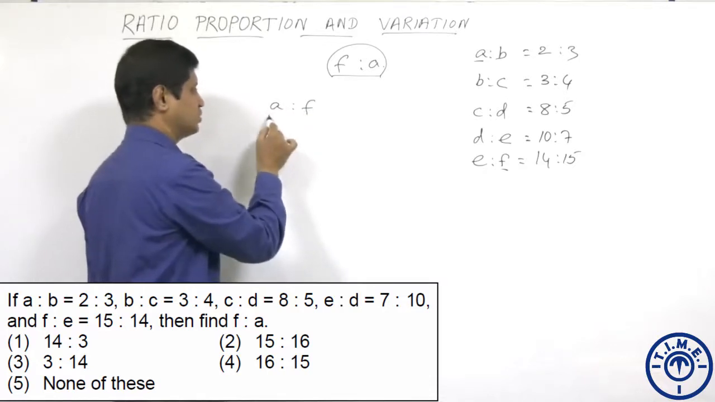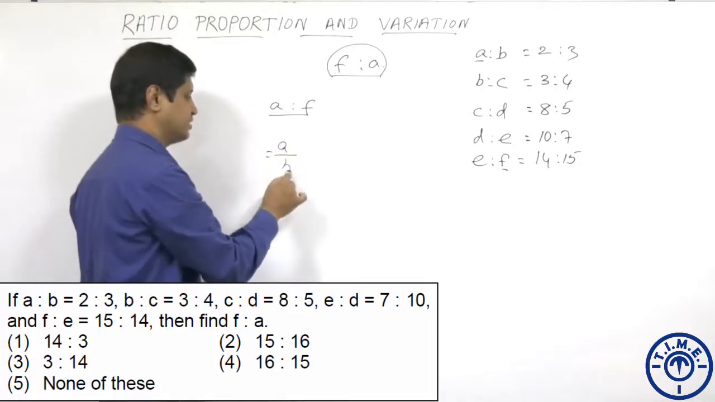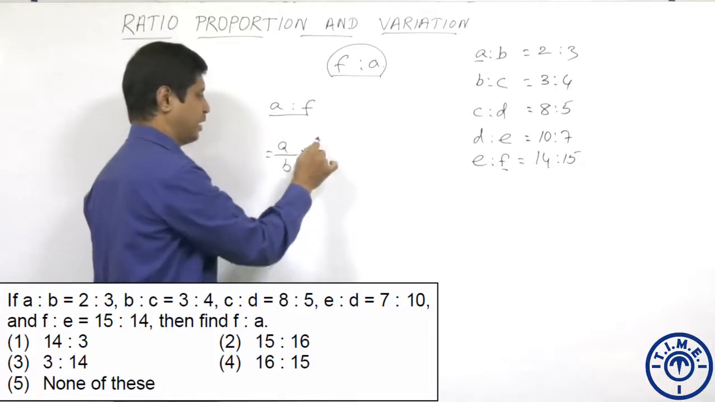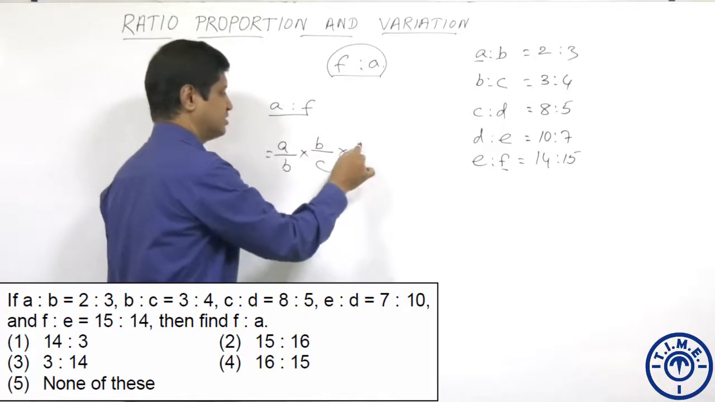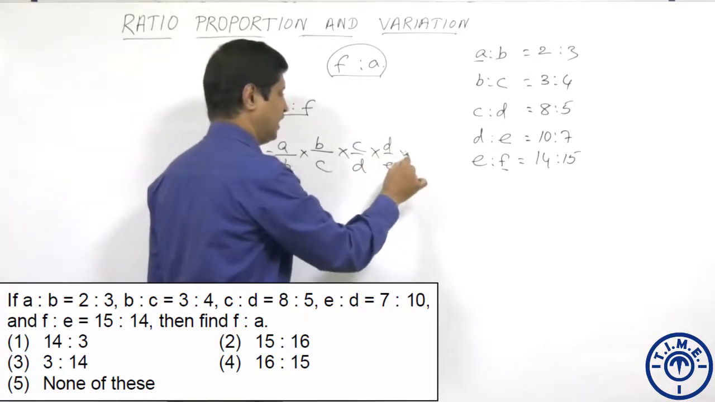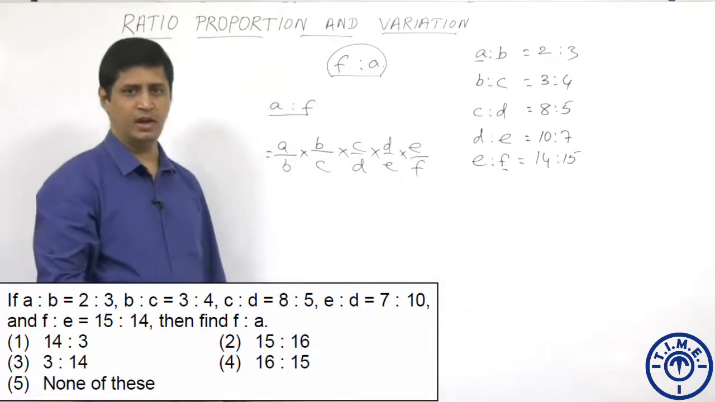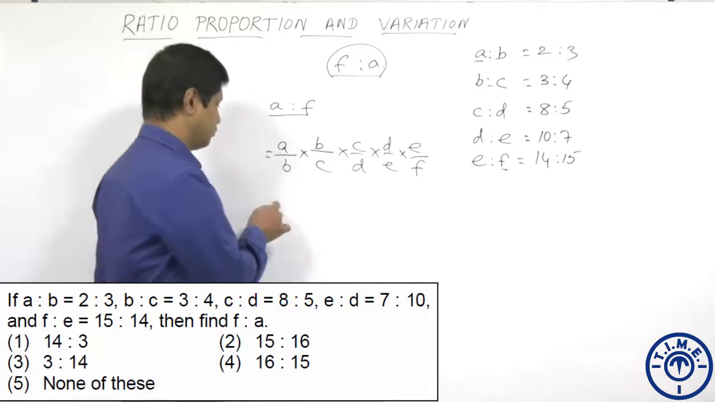Now, how to get the A is to F value? We get A to F just by solving this. Now, what is that? A by B, B by C, C by D, D by E and E by F. Now, solving this we get the ratio of A and F. Now, the values of these ratios.